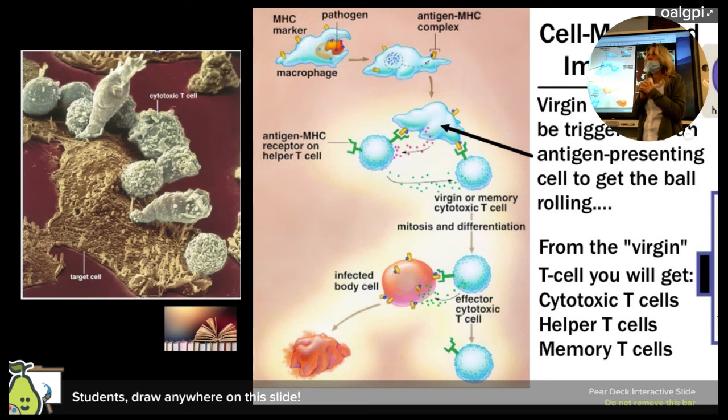Memory B and memory T? Totally. Because a B cell, if it's triggered, if it's a memory B cell, it's going to make plasma cells to secrete antibodies. And the T cell, if triggered, is going to make cytotoxic T cells and helper T cells. Does that make sense? Okay.